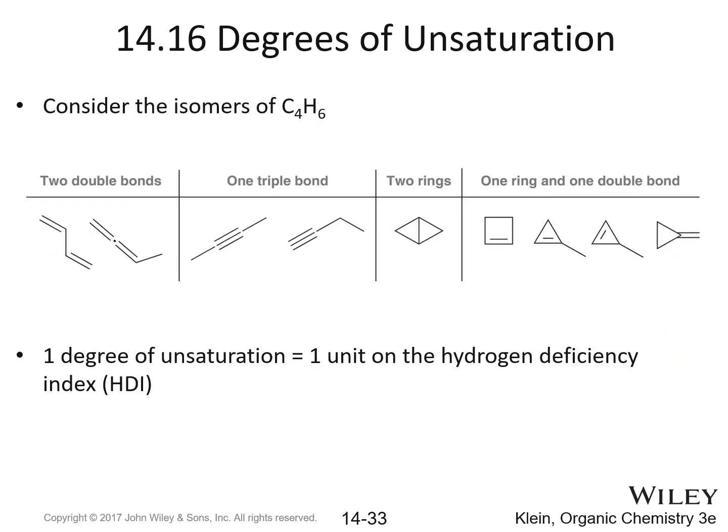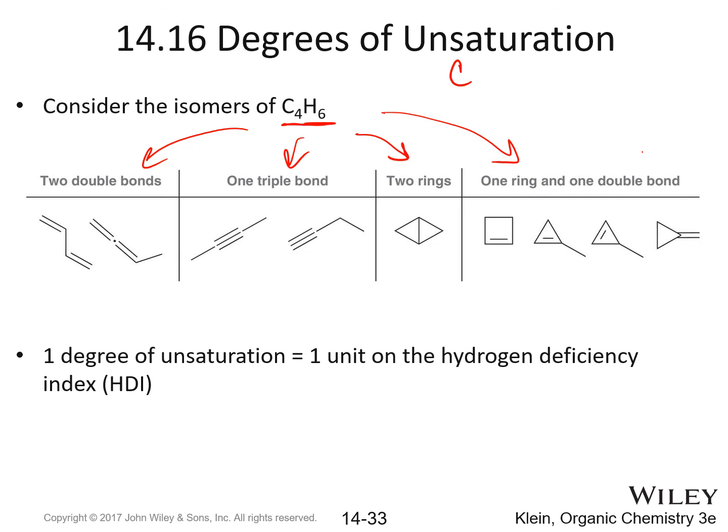Let's take a look at a few isomers of C4H6. Now, this molecule has 2 degrees of unsaturation. Now, without knowing how to determine that, let's take a look. So we've got C4H6. Let's look at all of the structural possibilities that we could think of for this molecule. We could have 2 double bonds. You could have 1 triple bond. You could have 2 rings. You could have a ring and a double bond, right?